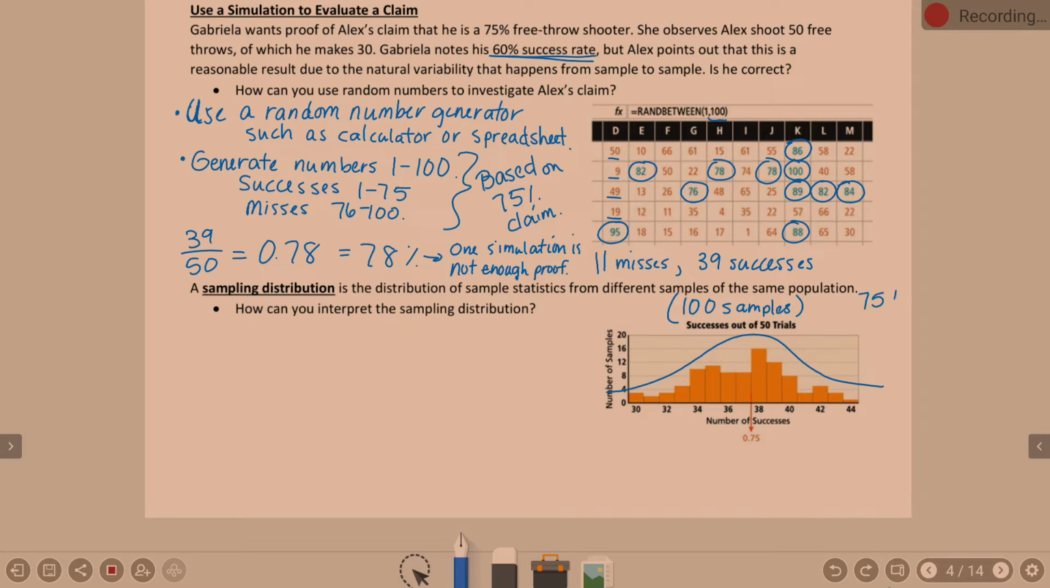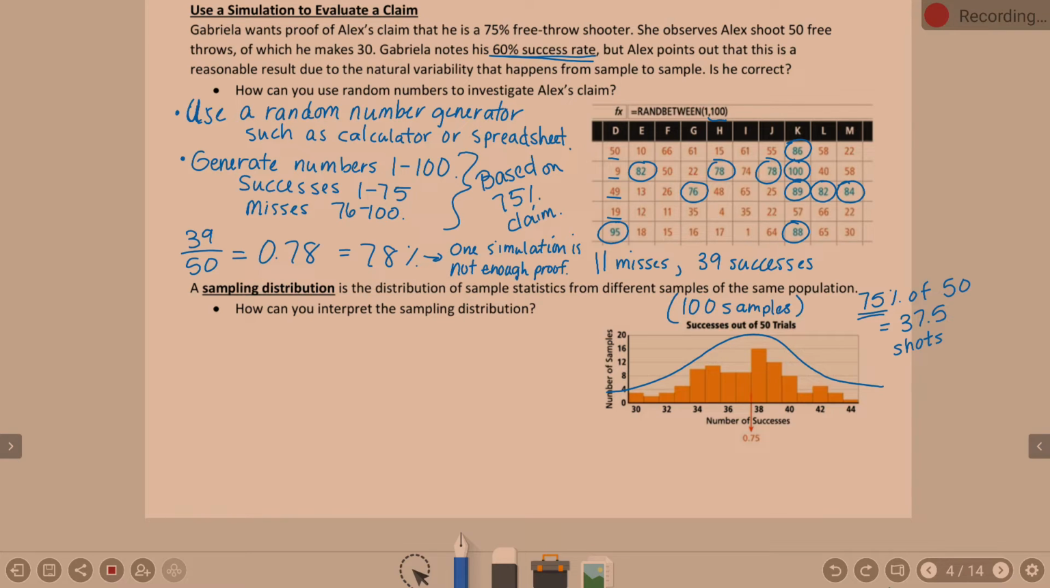And so what is 75% of 50? Do the math on the calculator, and 0.75 times 50 is going to give me 37.5. So in order to be a 75% free throw shooter, he needs to be able to consistently make 37.5 shots, right? And so that's what this is representing right here, in between the 37 and the 38 bar. This is where 75% falls.